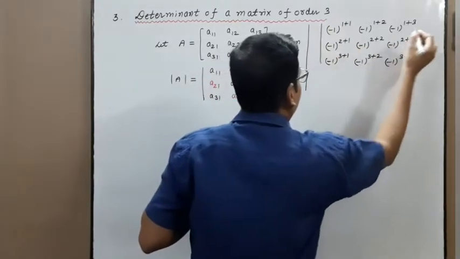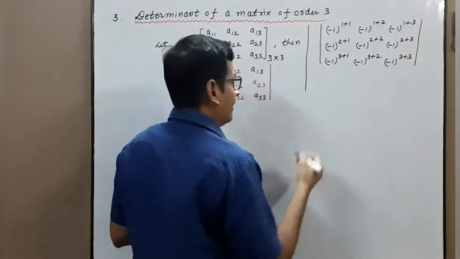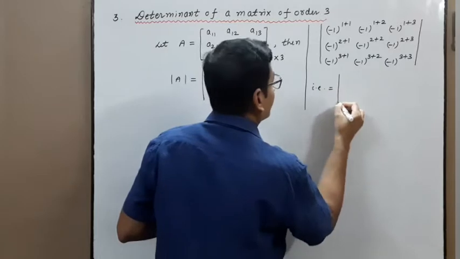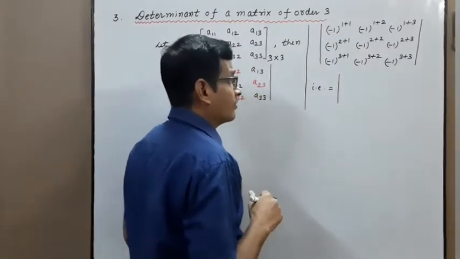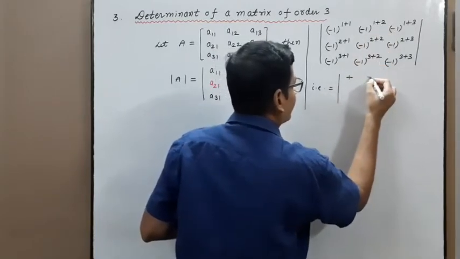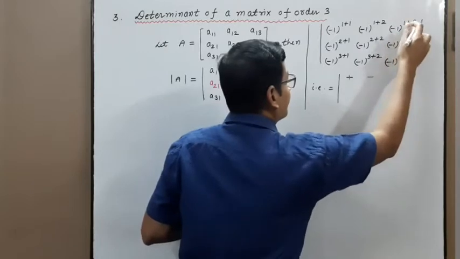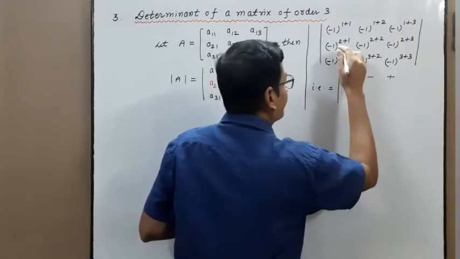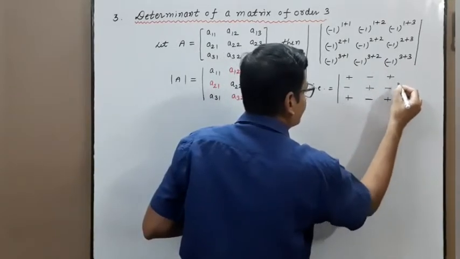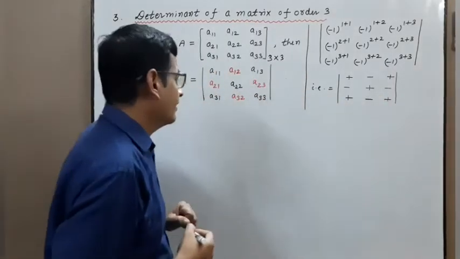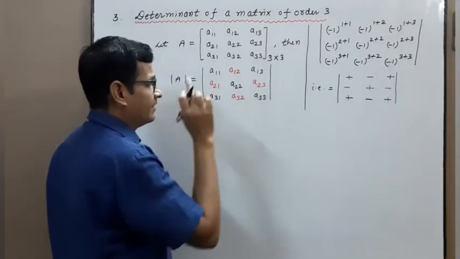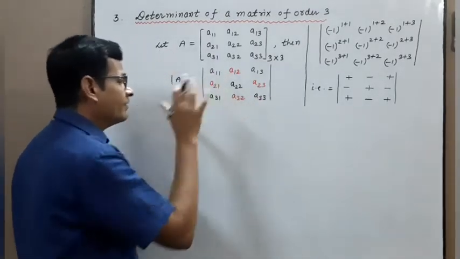So first find the sign of each element of the determinant, and it is minus 1 raised to the power 2. So even power means plus. Minus 1 raised to the power 3, minus sign. Minus 1 raised to the power 1 plus 3, plus; minus 1 raised to the power 2 plus 1, minus, plus, minus, plus, minus, plus. So these elements in red color are of minus sign. Sign of these elements minus.